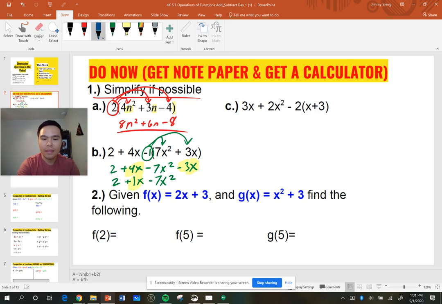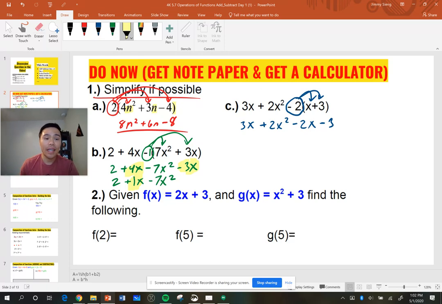Okay, last one. Man, this is a lot of work, isn't it? So again, you need to look at your parentheses. There outside, I have that -2. I'm going to distribute that in. So now you should have 3x plus 2x squared minus 2x. So -2 times positive 3 is -3, right?